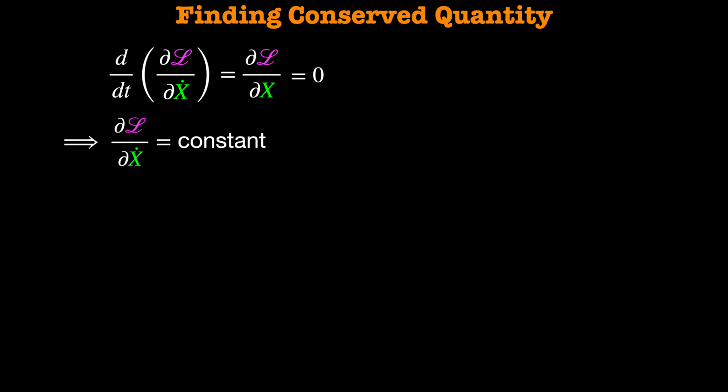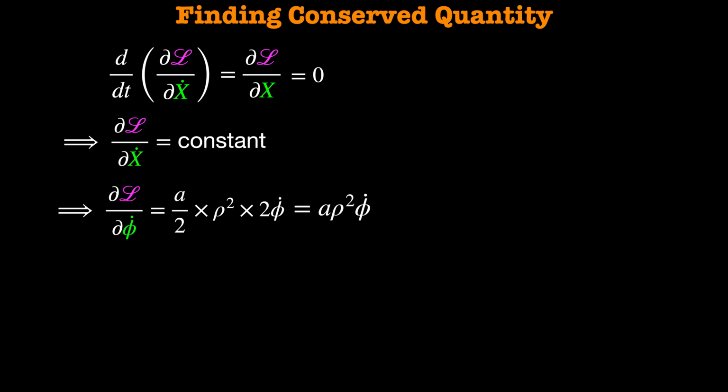In our scenario the x was phi, so if you calculate del L by del phi dot, that will give you a by 2 rho square, and the derivative with respect to phi dot will give you 2 phi dot. So try to simplify it and you will get a rho square phi dot. So this is your conserved quantity. For the given Lagrangian, the conserved quantity is a rho square phi dot. But obviously we have to change this rho and phi in terms of q1 and q2.